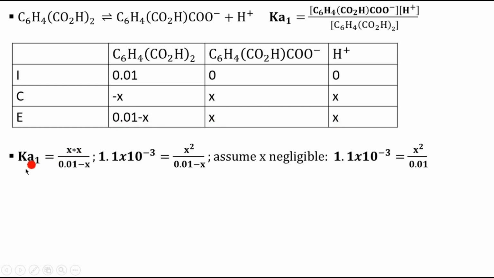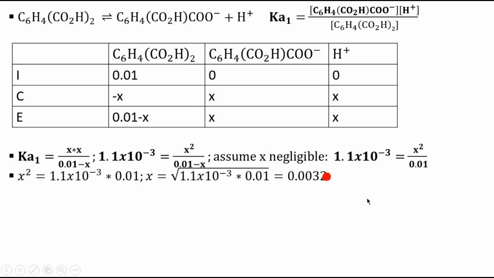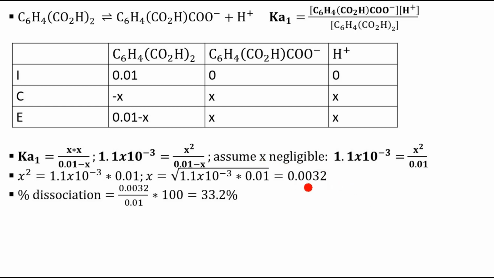Remember, for the Ka constant, we take the products over the reactant. This is what we will have if we assume x is negligible. In this case, x is equal to 0.0032. That will be the concentration of hydrogen dissociated in the first round of dissociation. It will be equal also to this one, and this one, which will remain undissociated, will be equal to 0.01 minus x.